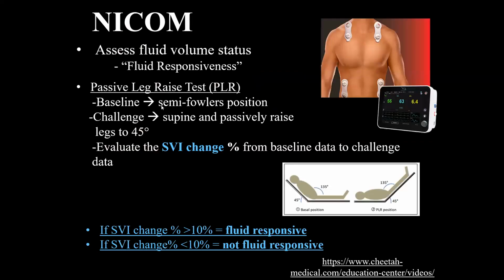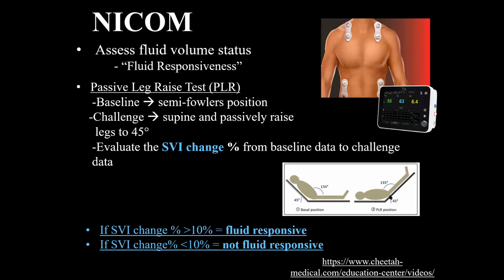All right, so how they do this is called the PLR, the passive leg raise test. They bring this machine in the room and they hook them up. So you see the 4 patches. This is the baseline. They're sitting in a semi-Fowler's position, and we take a set of numbers. And then what we do, do you see this here, is we flip them down into a supine position and lift their legs.